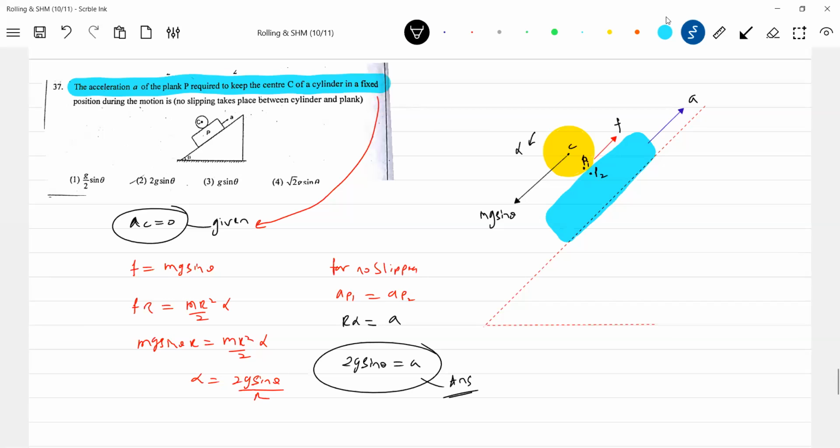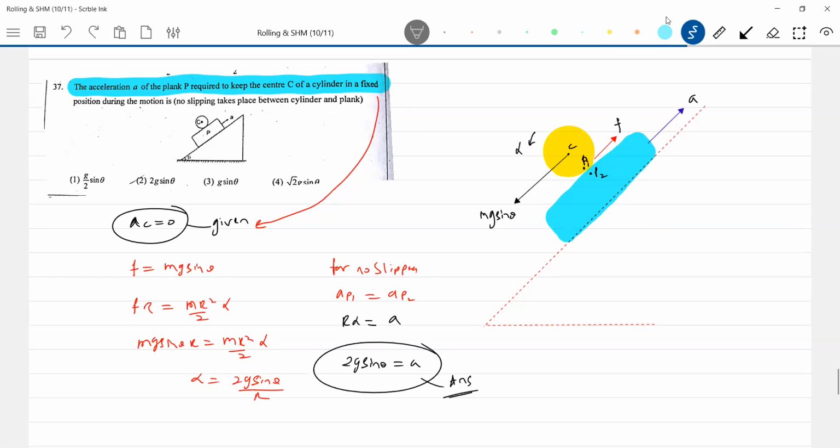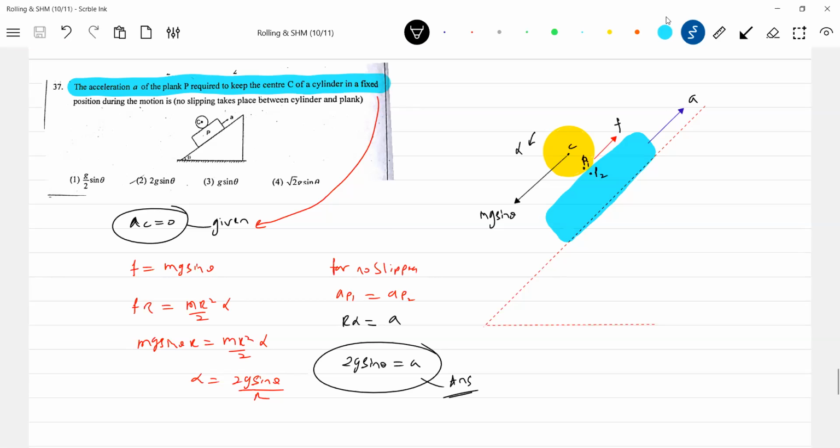Objective question, so definitely advanced. You may expect questions like this. I think the blue color indicates the acceleration A of the plank required to keep the center C of the cylinder fixed. Unless you write this, it is not possible. If you consider the acceleration of the center of mass, I think things will become very complicated. You see that.